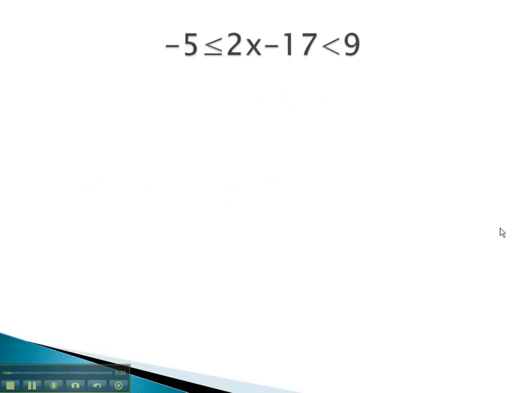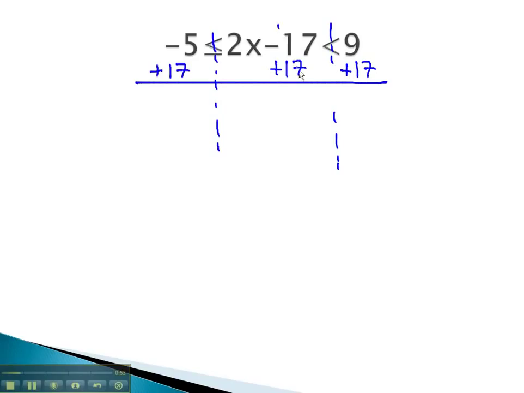as we work to isolate our variable. For example, in this problem, the variable's in the middle with other stuff between the -5 and the 9. We will begin balancing, like always, by adding 17, trying to get the x alone in the middle. As we do so, we must balance on all three parts of this inequality, meaning we add 17 on the right, and we'll add the 17 on the left. We now have 12 is less than or equal to 2x, which is less than 26.